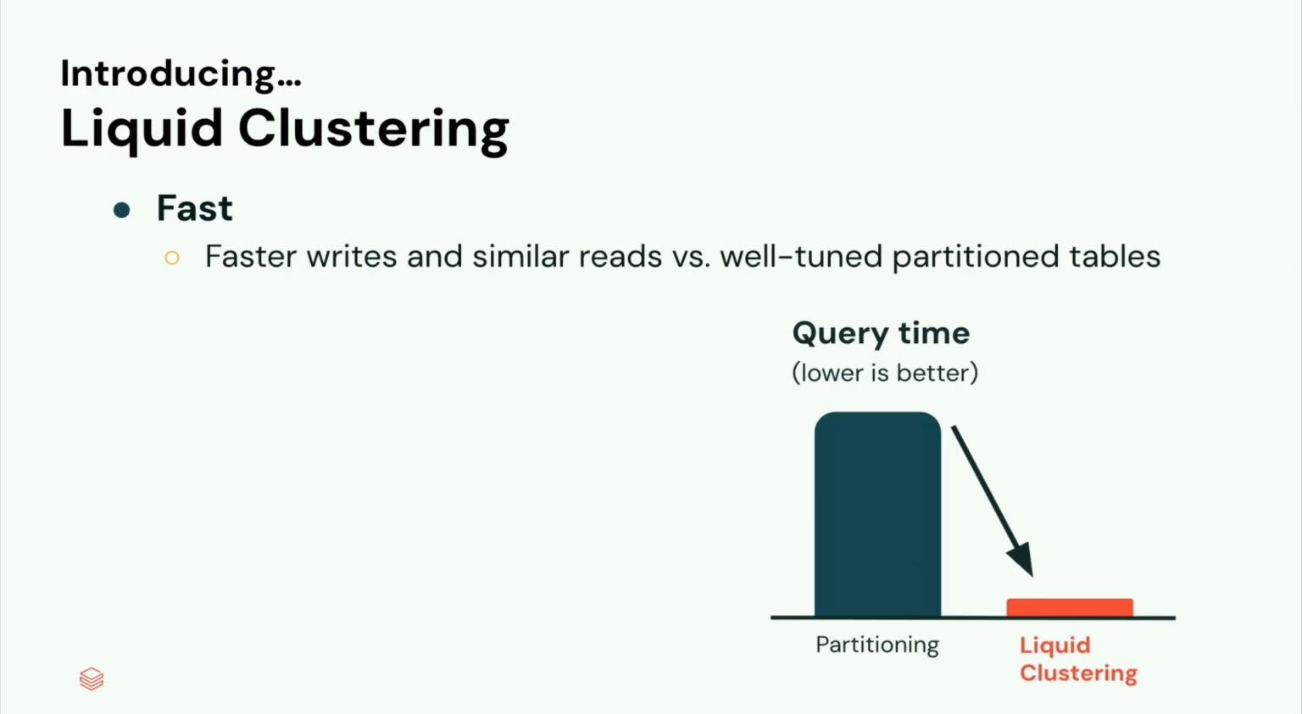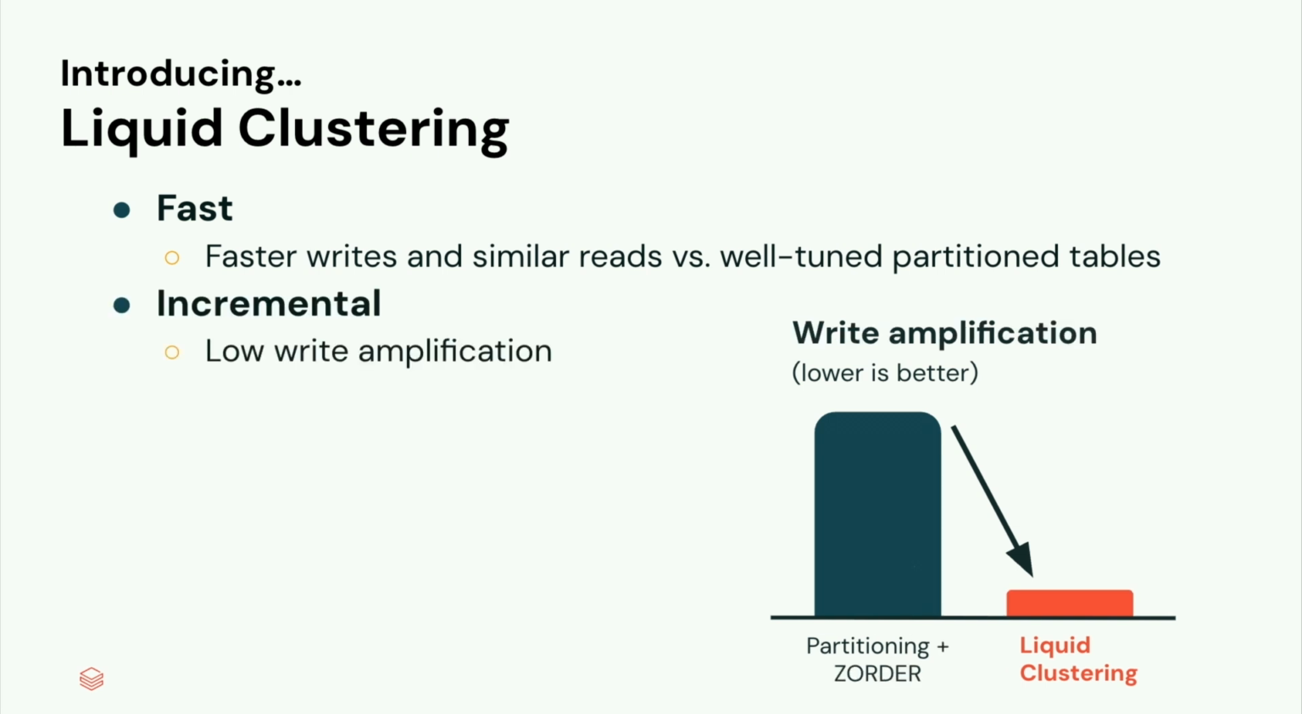So to solve all the problems I described so far, here comes liquid clustering. It is fast. In fact, the right performance could be faster than partitioning and z-order. I'll share some results in a bit. It also has very similar read performance out of the box, even compared to a very well-tuned partition and z-order table. It is also incremental, meaning that it only clusters the data that needs to be clustered, which leads to lower write amplification and fast clustering time.